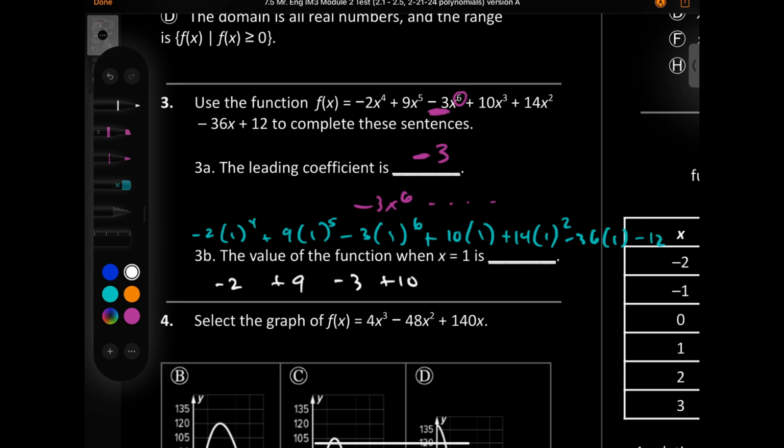-3 plus 10. That one's actually to the 3rd power. -1 squared is still 1 plus 14. Minus 36 minus 12. So I got 7, 4, 14, 28. 28 minus 36 gives me -8. Minus 12 gives me -20 is my answer.